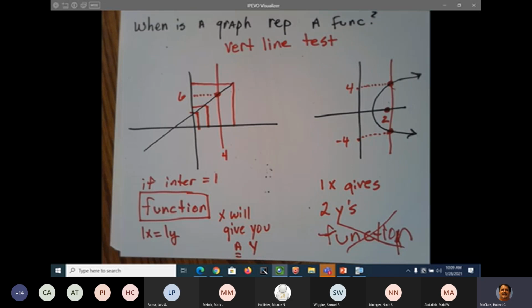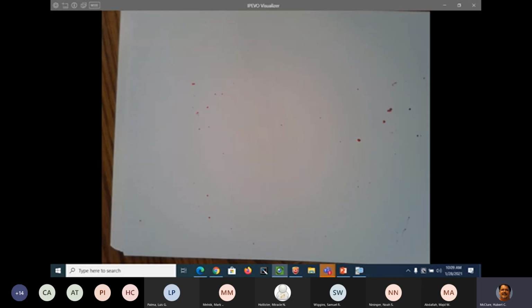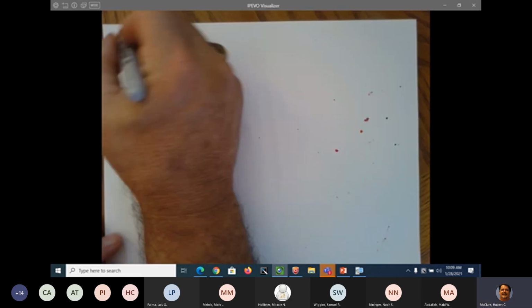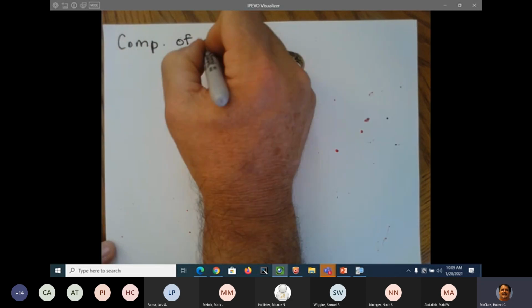And I'll be honest with you, there's a lot of people that go through algebra and don't know the difference. Anybody got a question on functions so far? Now I'm going to get into the most important part of functions, where a lot of people don't have a clue. And that's composition. And this will be on every standardized test that you take. Composition of functions.